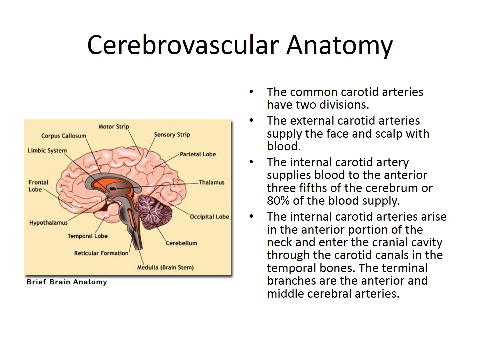Diving further into cerebral vascular anatomy, the common carotid arteries have two divisions. The external carotid arteries supply the face and scalp with blood. The internal carotid artery supplies blood to the anterior 3/5 of the cerebrum, or 80% of the blood supply. The internal carotid arteries arise in the anterior portion of the neck and enter the cranial cavity through the carotid canals in the temporal bones. The terminal branches are the anterior and middle cerebral arteries. And you will recall from Neuro 1 that the most common site of a stroke is the middle cerebral artery.